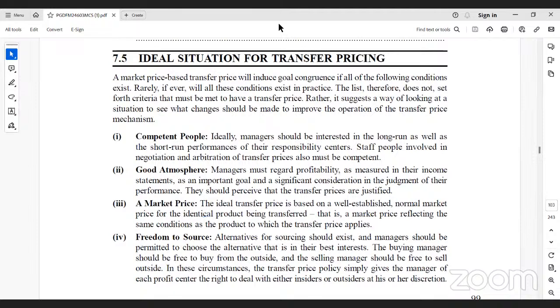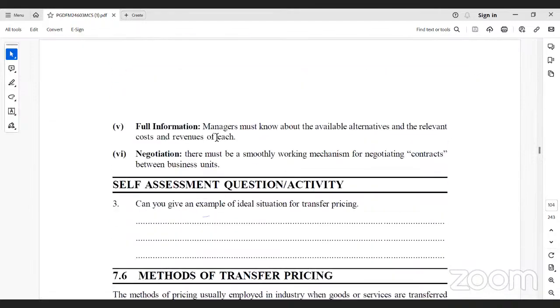Ideally, the managers should be interested in the long-term as well as short-term performance of their responsibility centers, right? So a good atmosphere is required. The firm has to increase the market price, right? They want to be market leaders, price makers, not price takers. There should be freedom to source, like various situations for ideal transfer pricing. Full information: the manager must know about the availability of alternatives and the relevant costs and revenues of each, right?